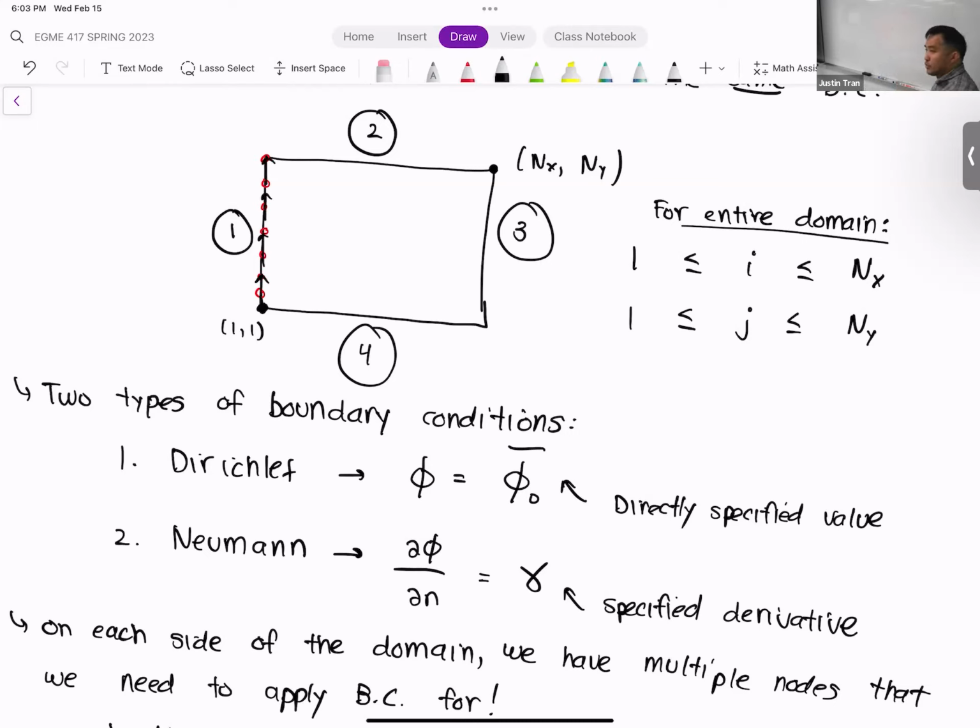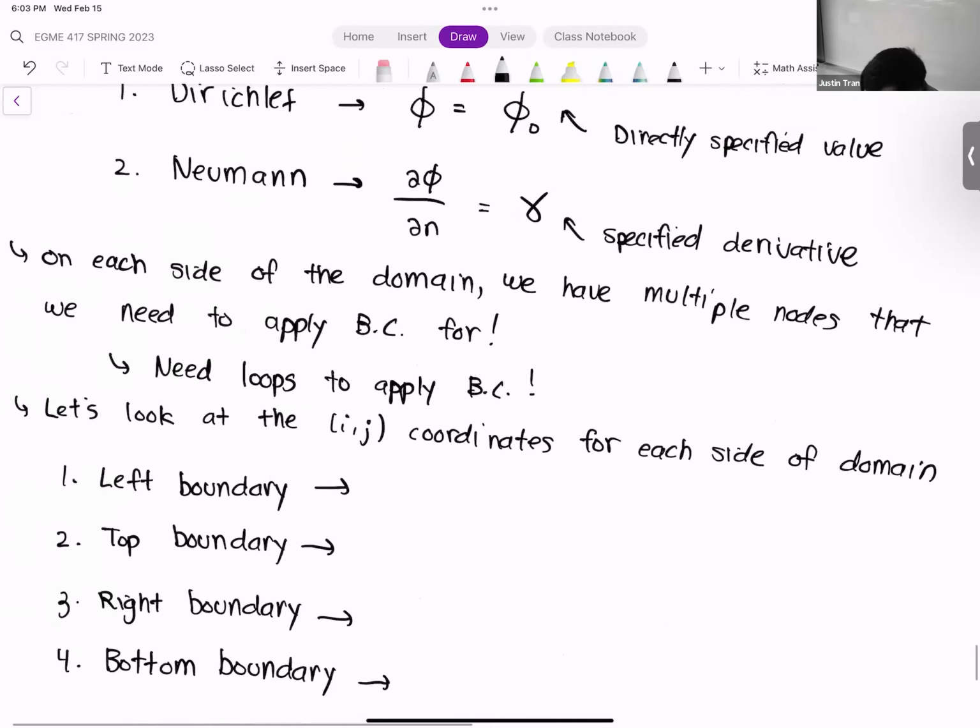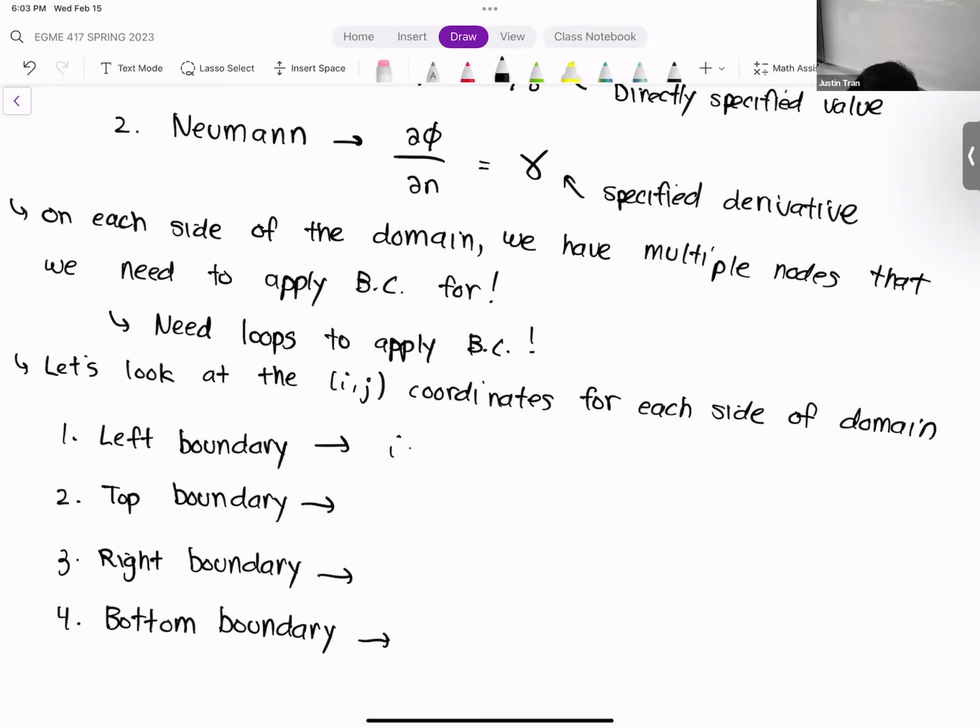Okay, so as we traverse the left boundary, let's see how the i and j values are going to change. Let's look at i first. As we traverse the left boundary, we're staying on the very left-hand side of the domain. And on the very left-hand side of the domain, i is equal to 1. It doesn't matter if you're on the very bottom part of the left boundary or the very top part, your i coordinate is always going to be 1. Let's go ahead and write that down. So for the left boundary, we have i is equal to 1, and this is fixed.